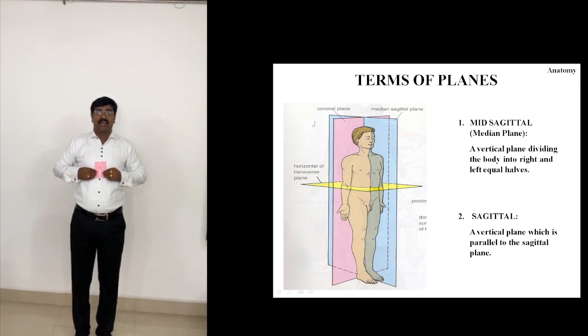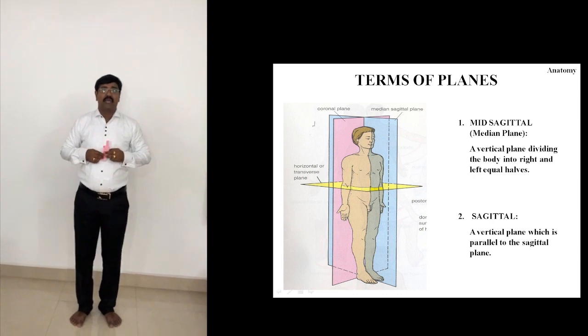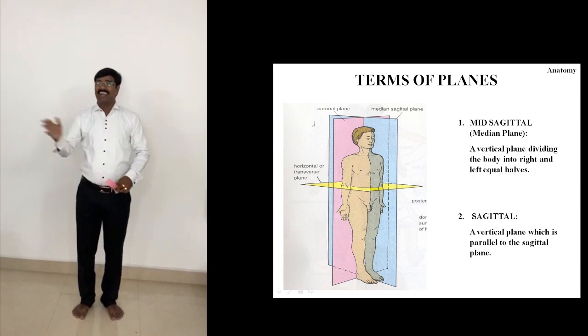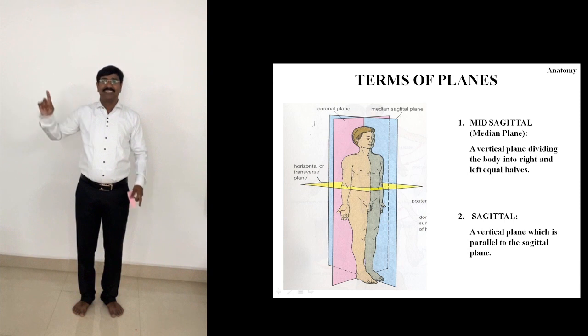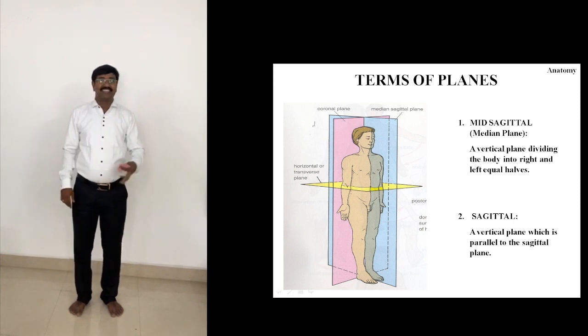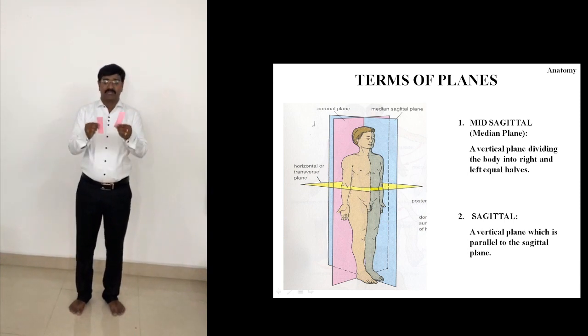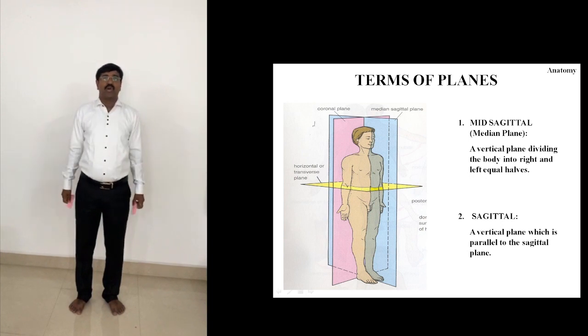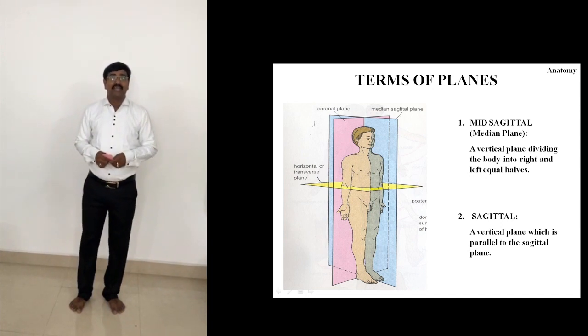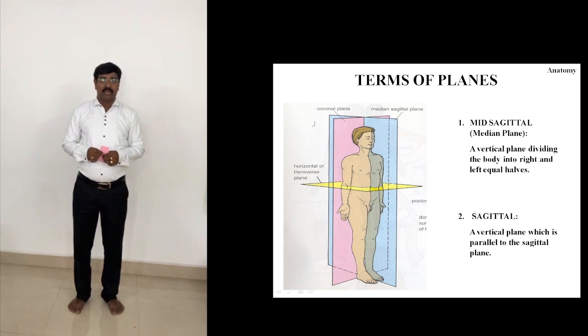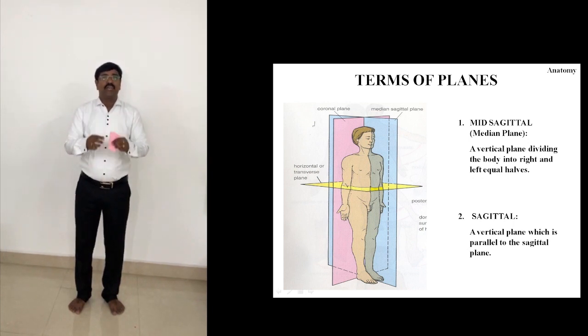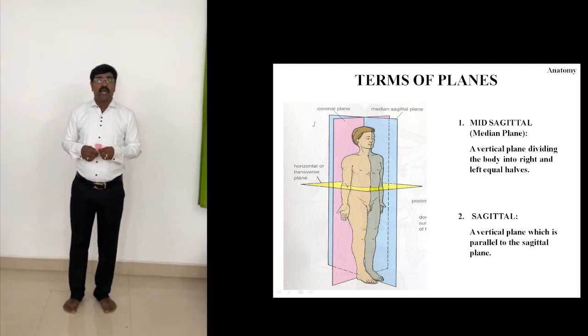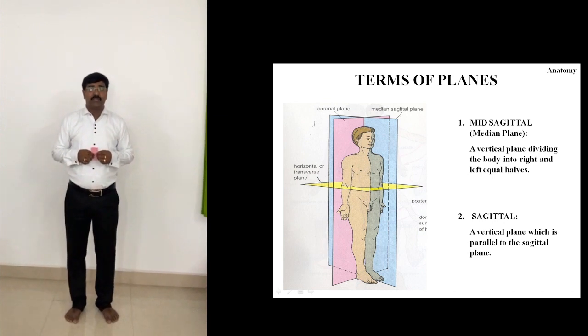Now take a scalpel blade and the remaining cutters in the lab, take the body and divide it. Right half of the body, left half: this is your right hand, this is your left hand, this is your right leg, this is your left leg. Dividing the body into two halves is called the sagittal or mid-sagittal plane. You can find this picture now, showing how we divided the body into two parts. Now we have studied the mid-sagittal plane.